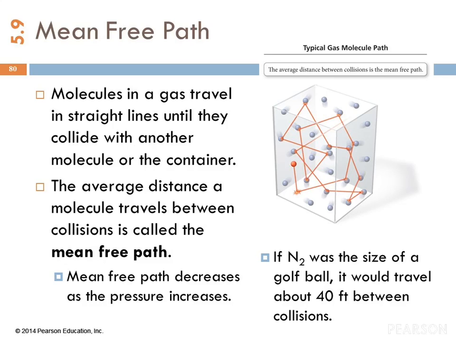If nitrogen was the size of a golf ball, it would travel about 40 feet before it runs into something. And here we're looking at an illustration of a typical gas molecule path.